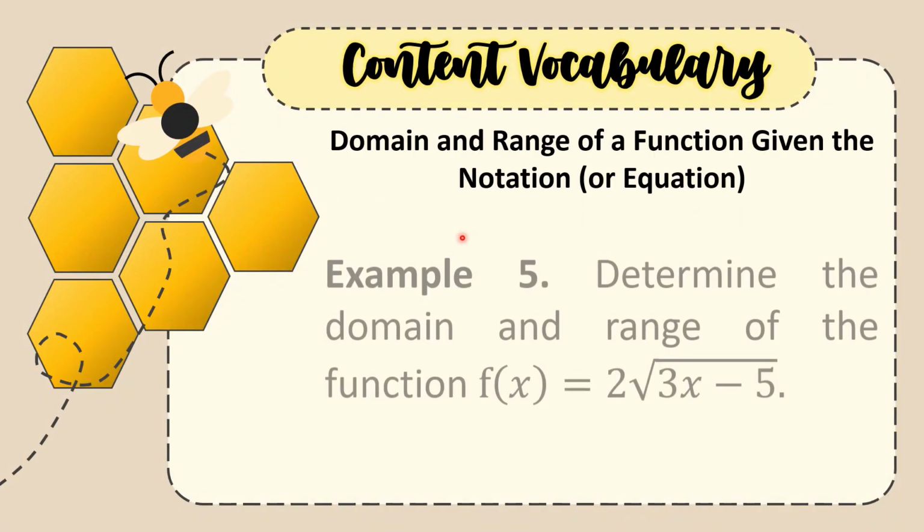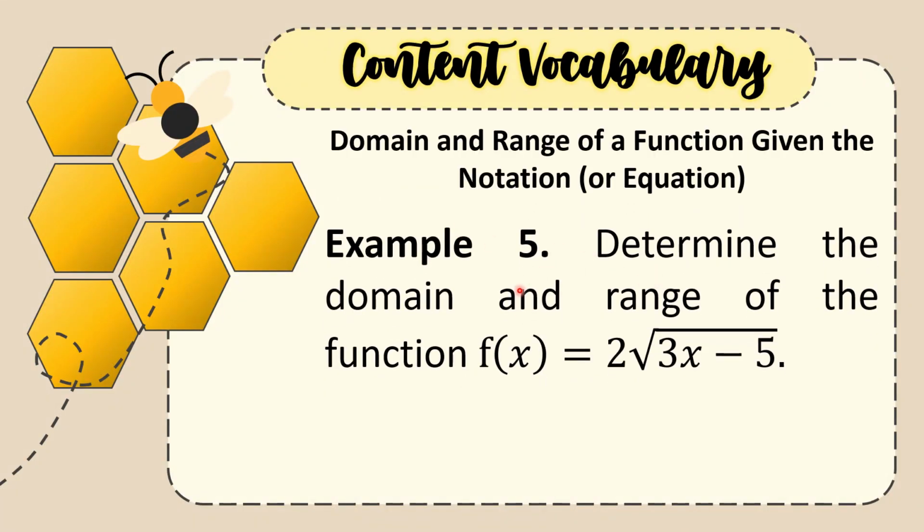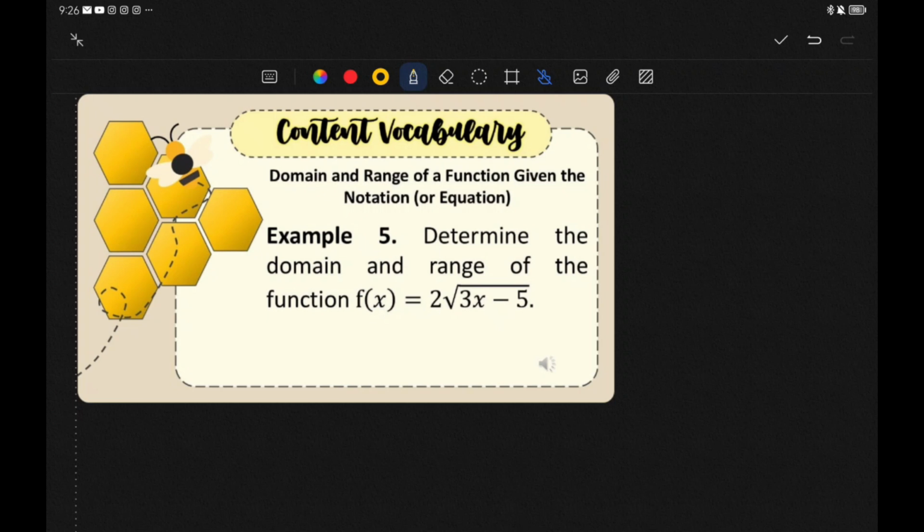Now let's proceed to example number 5. Determine the domain and range of the function f of x is equal to 2 square root of 3x minus 5. So you need to remember that the domain is the set of acceptable inputs.